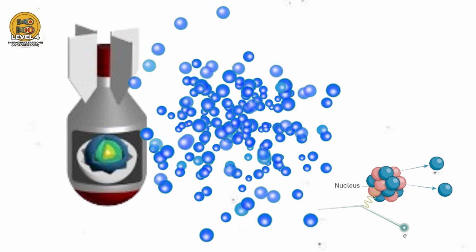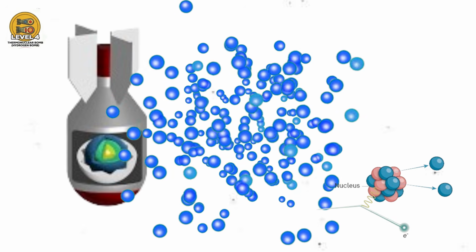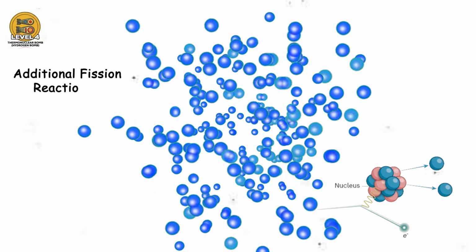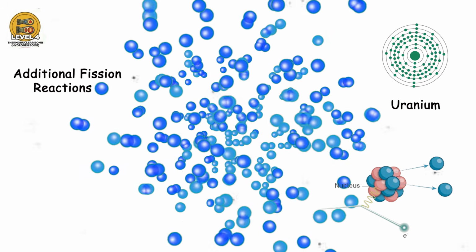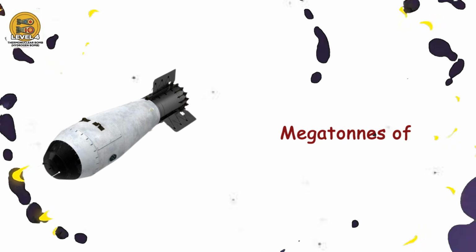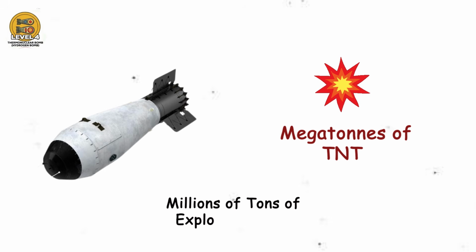As the fusion fuel is compressed and heated, fusion reactions begin. These reactions release huge numbers of high-energy neutrons, along with enormous amounts of energy. In many designs, those neutrons also cause additional fission reactions in surrounding materials, such as uranium. This combination of reactions creates an explosion far larger than any pure fission bomb could produce. Hydrogen bombs can reach explosive yields measured in megatons of TNT, which is millions of tons of explosive power.